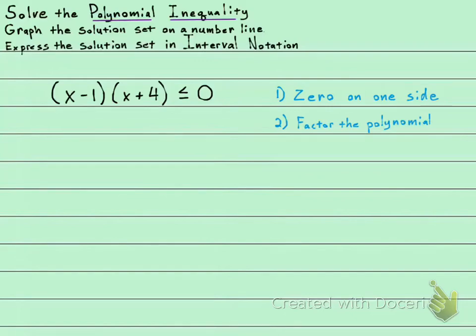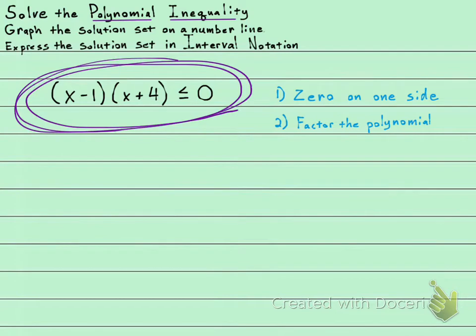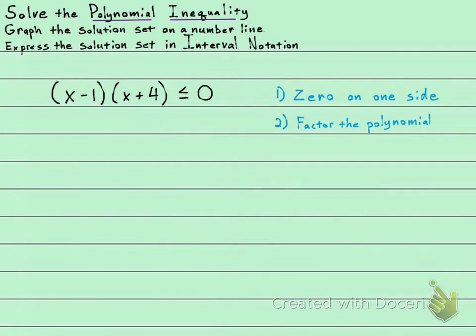We're going to solve a polynomial inequality. We will graph the solution set on a number line, and then we're going to express that solution set in interval notation. So here is the polynomial inequality, which I'm circling in purple, and we know that it is an inequality because it's not an equal sign, it is a less than or equal to sign.